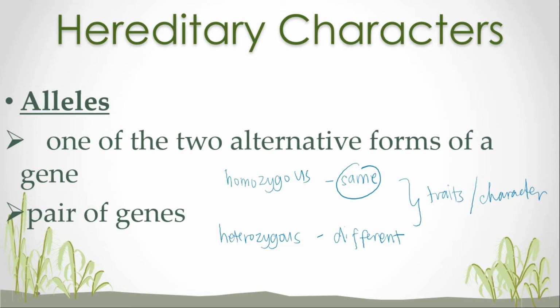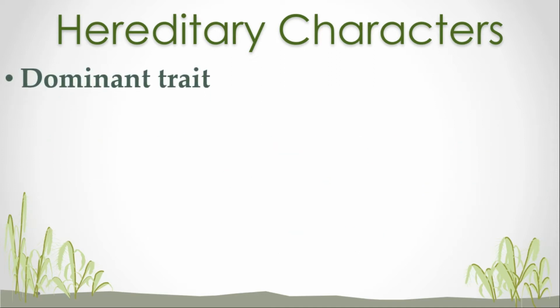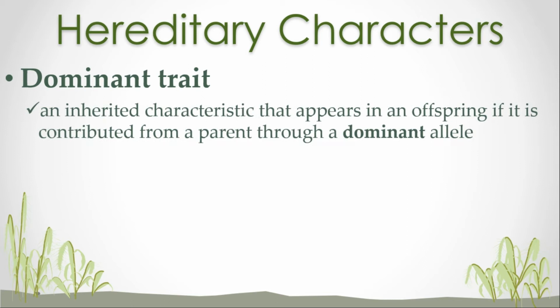So, characters or traits can be dominant or recessive. Okay. So, when we say dominant trait, it is an inherited characteristic that appears in an offspring if it is contributed from a parent through a dominant allele. So, usually, kung ano yung nasa parent mo na napunta sa'yo, that is the dominant allele or the dominant trait. It is denoted as a capital letter. So, for example, a capital letter X. So, X stands for everything, right?